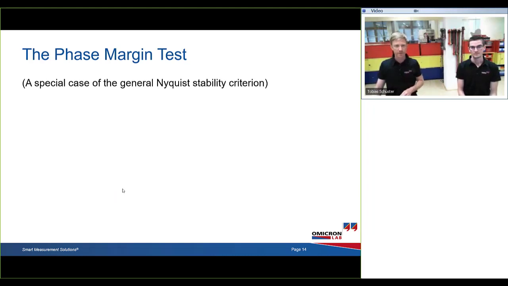That's called the phase margin test, and here I would like to point out that this is only a special case of the general Nyquist stability criterion. That's a little bit more complex. I don't understand it fully actually, but in the general Nyquist stability criterion you have to look at the Nyquist plot. You have to check that you don't touch and also don't encircle the instability point.